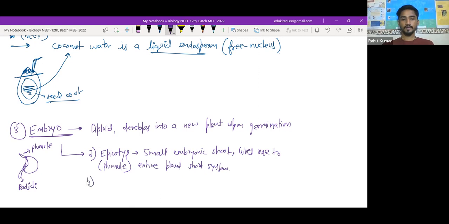And there is something called radicle. This is clear again, right? Plumule and radicle both are clear. Write down, radicle is small embryonic root.